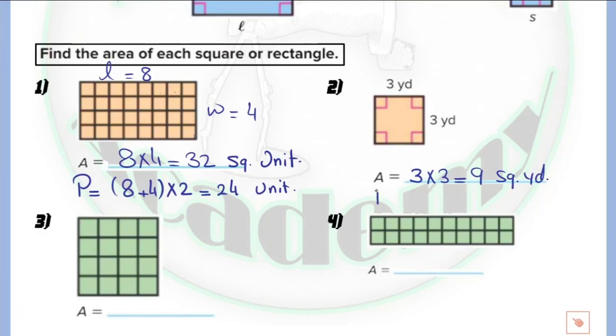Now you need to find the perimeter. As we said before, the perimeter of the square is the side multiplied by 4. The side is equal to 3. We just need to multiply it by 4, and the answer will be 12 yards.